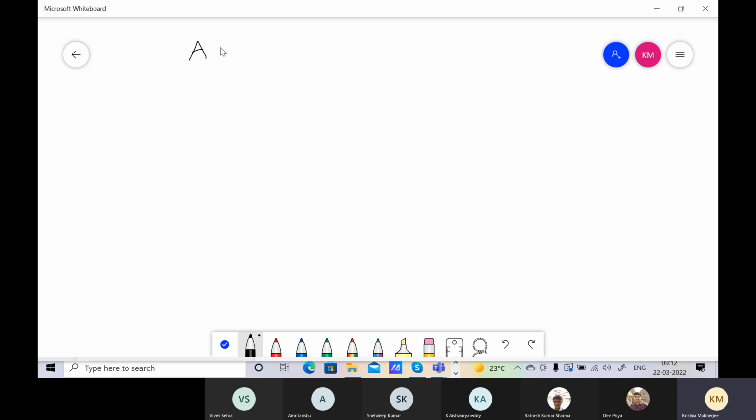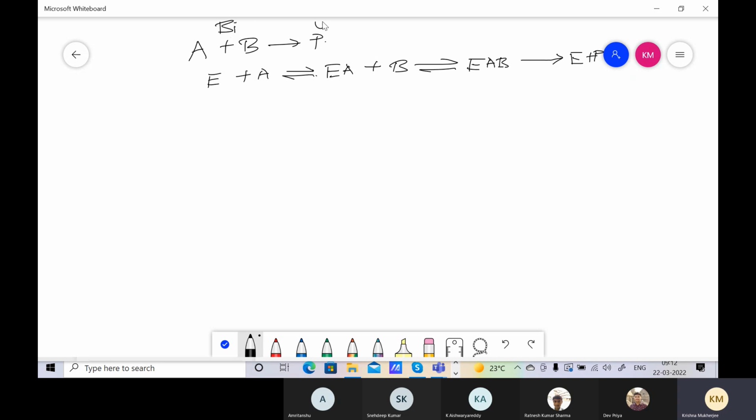I said you have a reaction A plus B going to some product P, and then you could have C plus D as well. And as I said, the enzymatic methodology is E plus A goes to some EA, and then EA plus B goes to some EAB, right? And then this EAB, if it is irreversible, there is only one direction here, it goes to E plus P. This is an ordered reaction. This is a bi-uni reaction because this is bi, 2 substrates, and this is uni, product 1.